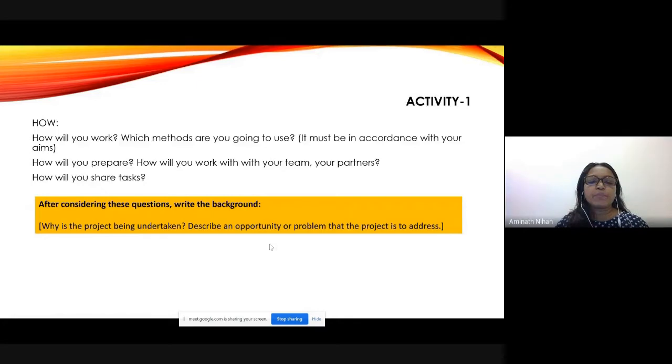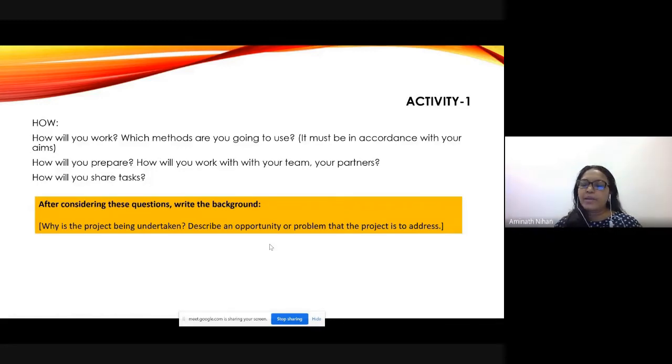Why is the project being undertaken? Describe an opportunity or problem the project is trying to address, right? What is the issue that you're trying to address through the project? Why is it important? Who will benefit? Where will it happen? Who and who will be involved, right? And how you're going to implement. So just briefly write that as a part of a background.